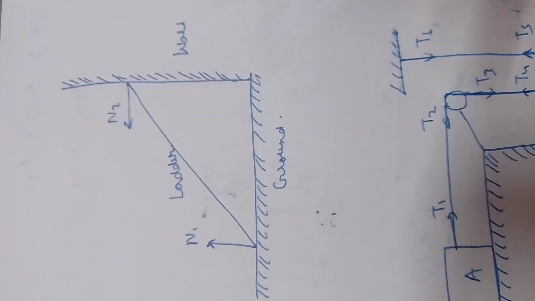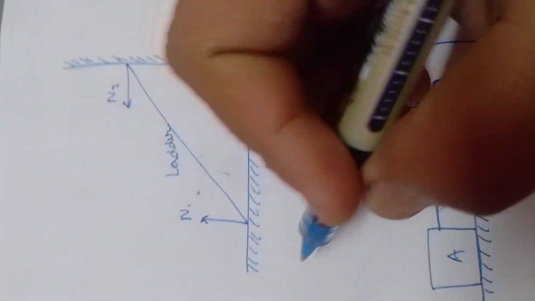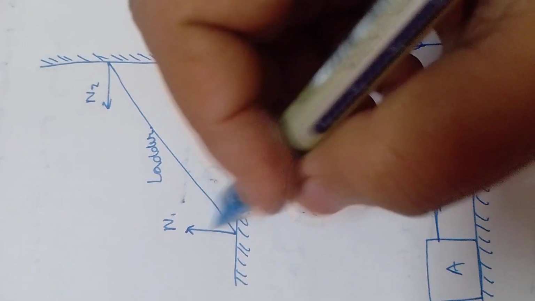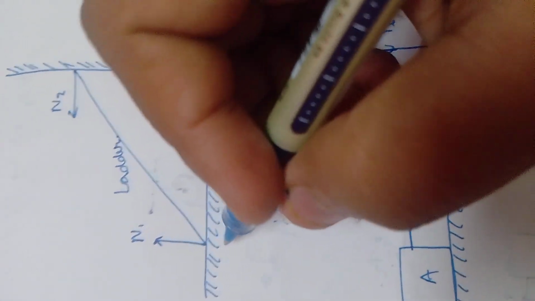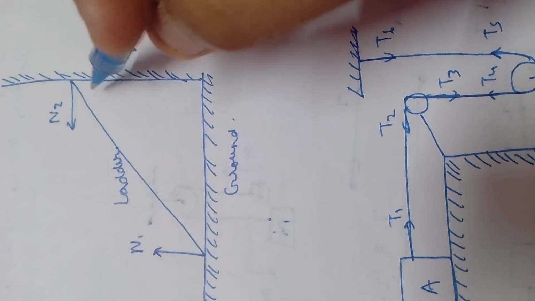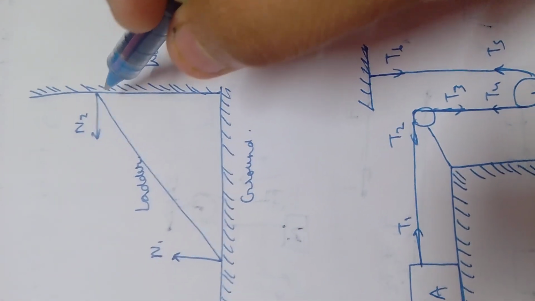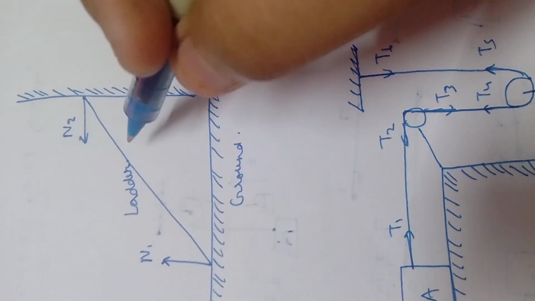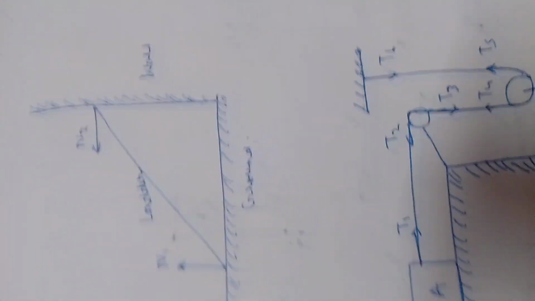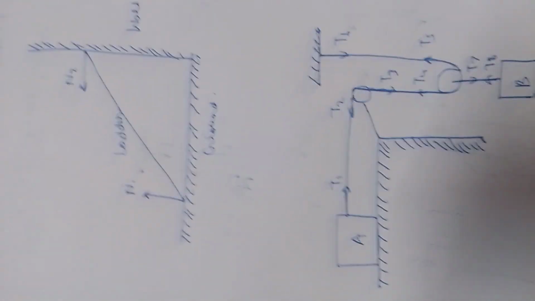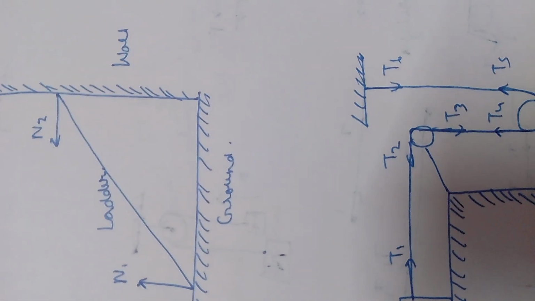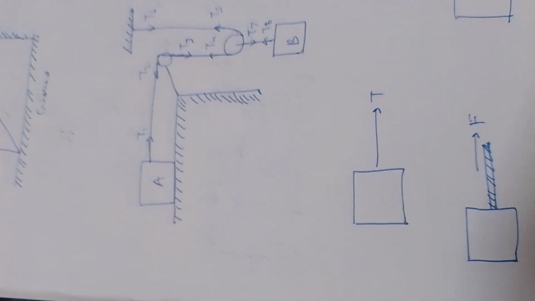For example, this is the circumstance, this is the ladder. The normal reaction at this point is applied perpendicular to the contact surface in the upward direction, and the wall applies the normal reaction N2 perpendicular to the contact surface, towards the object, away from the contact body that is applied on another. Let's see another case.